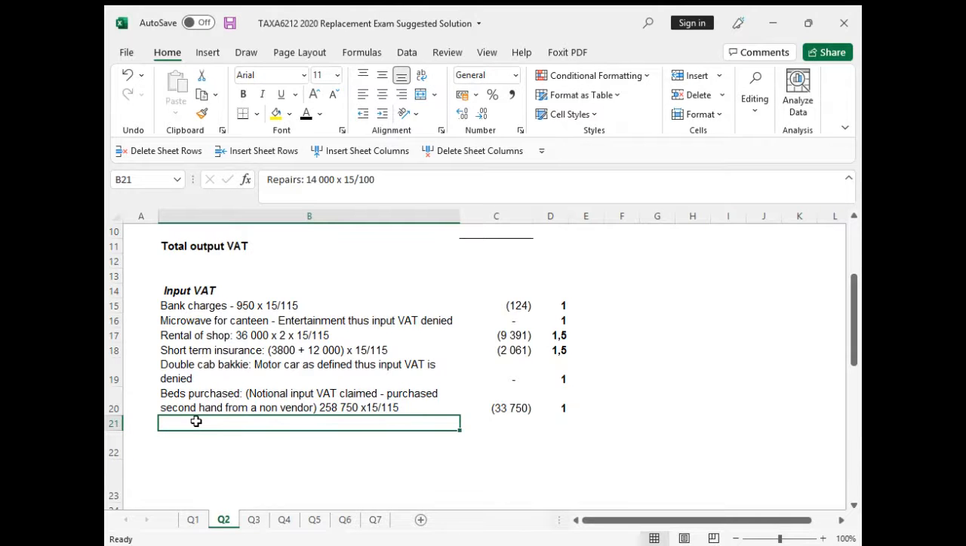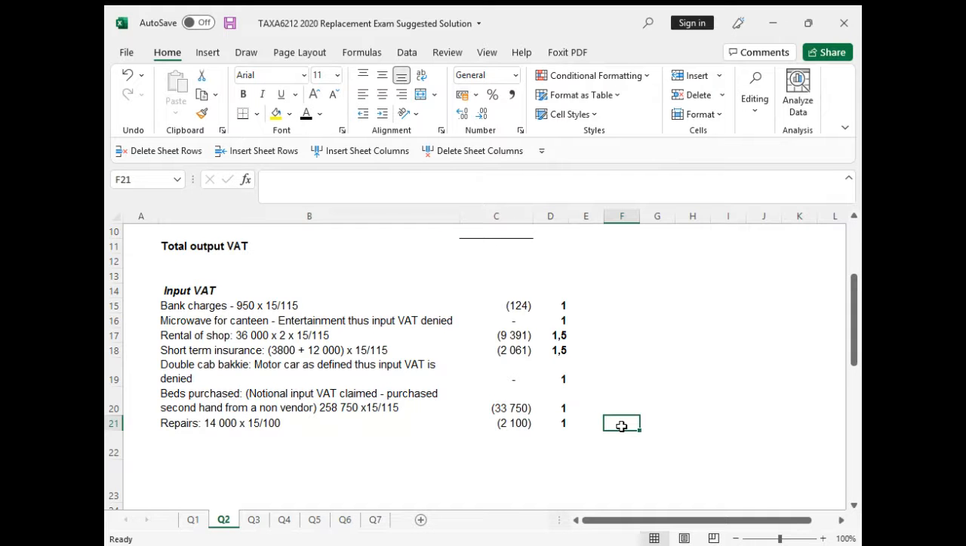Okay, then the next item was the hailstorm, the repairs amount. Now, remember that amount was excluding VAT. So the rate you are going to apply for your input VAT is 15% as opposed to the 15/115. So here we are testing, do you know how to apply the VAT inclusive or the VAT exclusive rate to get to the VAT amount? Okay.